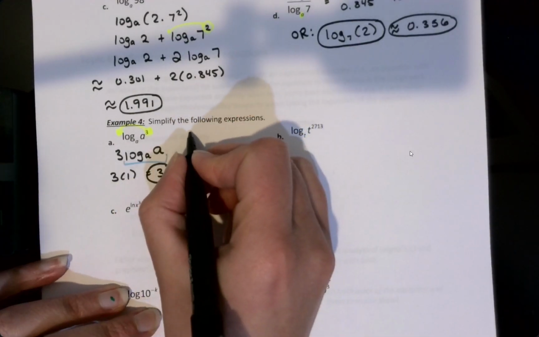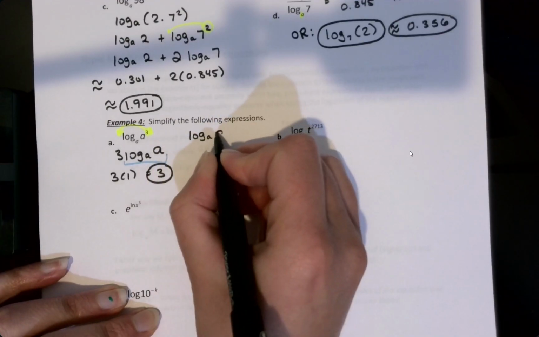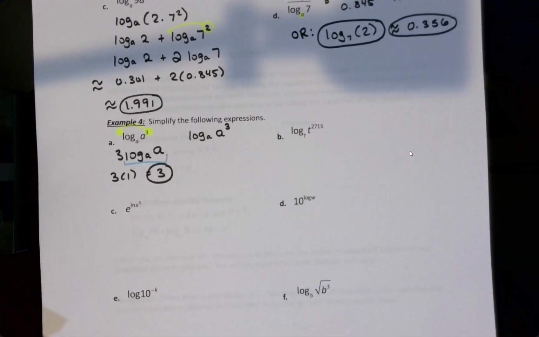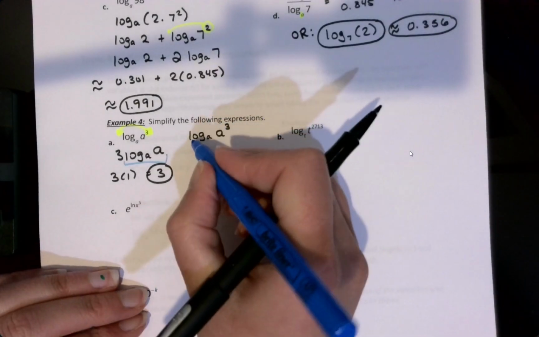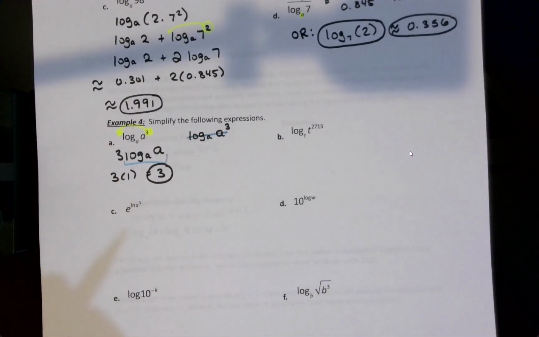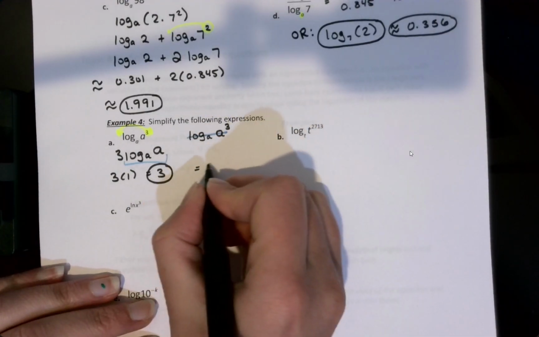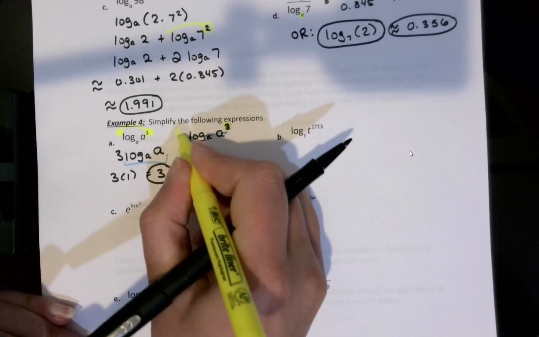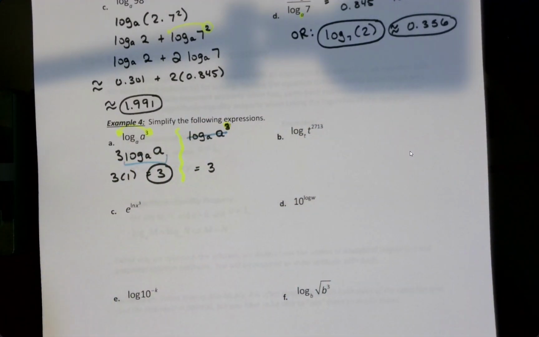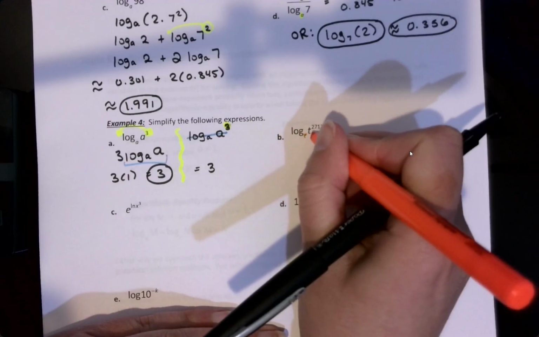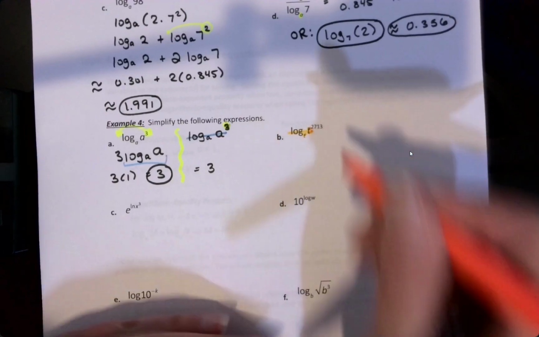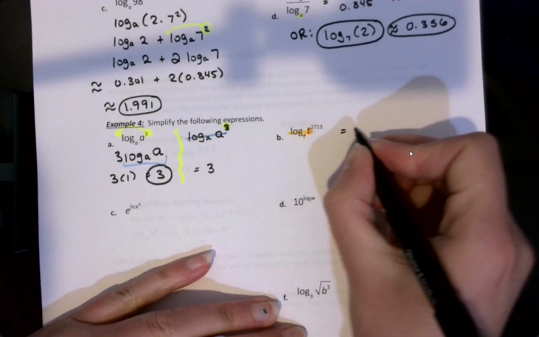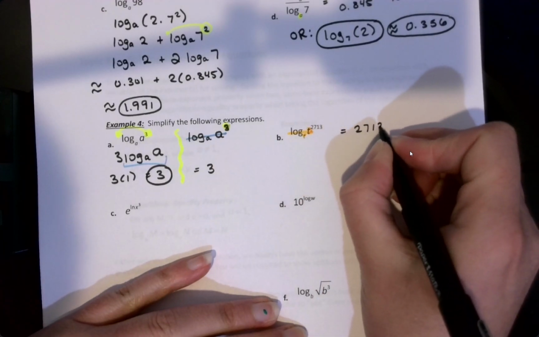I also could think about this one in terms of inverses. And if I had thought about it first in terms of inverses, I might have noticed right away that these A's were going to eliminate and that my answer was going to be the exponent there of 3. So that's 2 ways to think about this question. Neither is more correct than the other. If we use that second idea in terms of inverses for part B, I'm going to say that log base t of t to a power, those are inverses. So the answer to this one is going to be the exponent of 2,713.